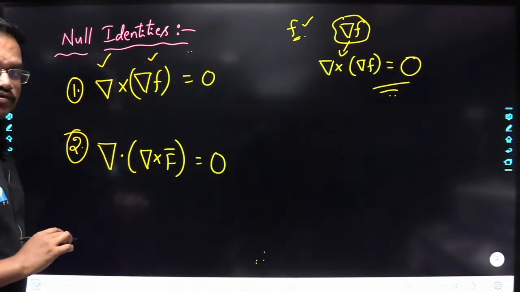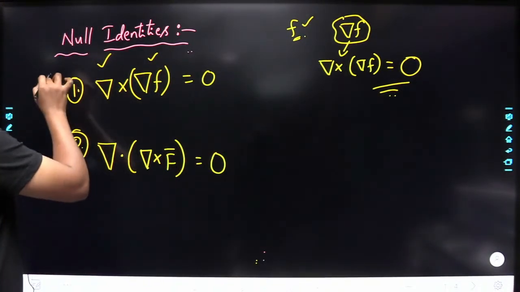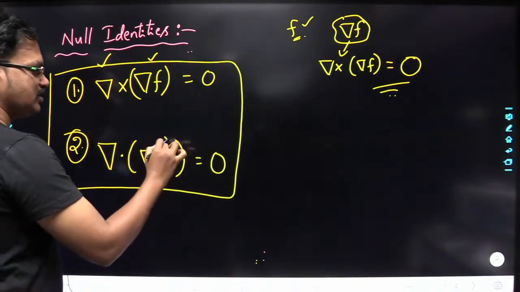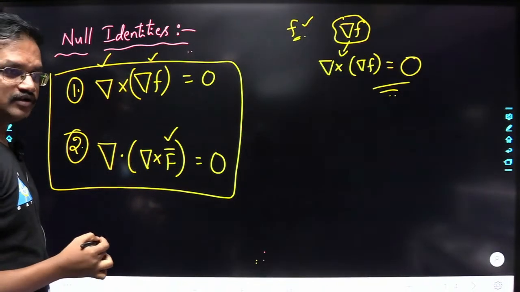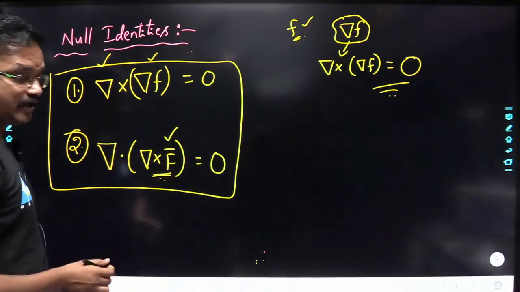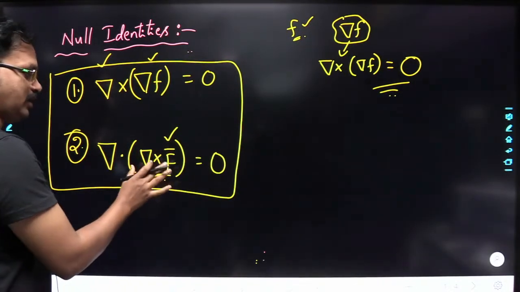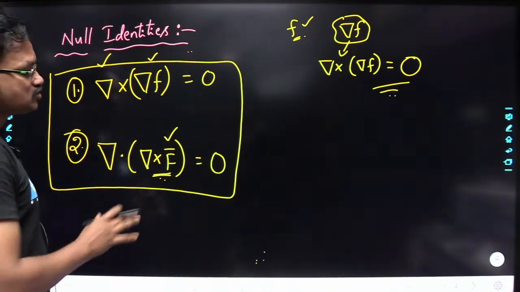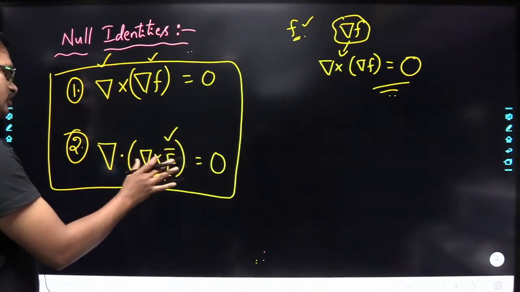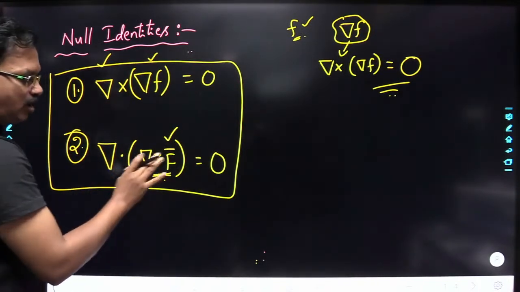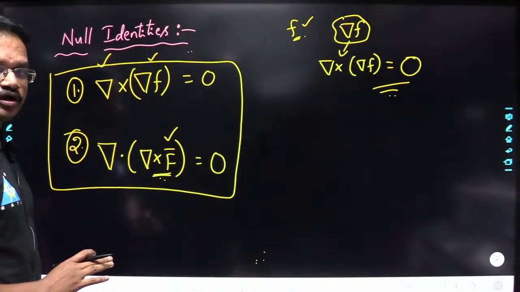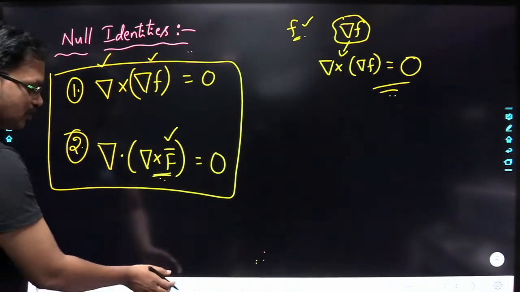Is always equal to what? Is always equal to 0. So these are the two null identities here. That means you can take any vector function and try to determine the curl of that vector function. Then you are going to get some vector function. For that vector function, if you try to determine the divergence, always you are going to get equal to 0. Right?